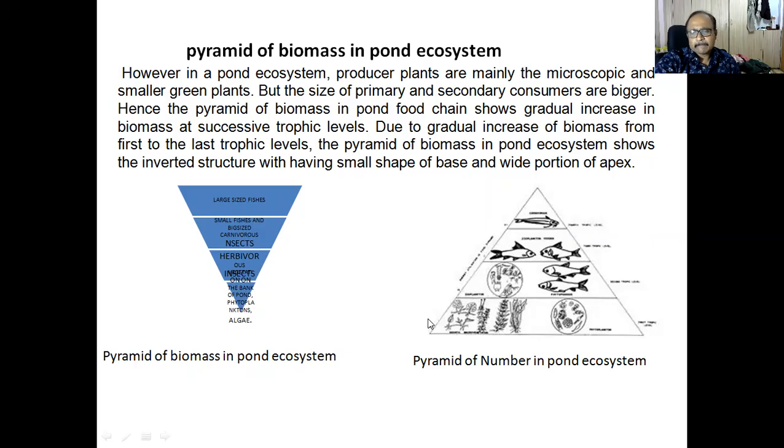When this dry weight or biomass gradually decreases from the base to the apex, base से apex तक, मीन फर्स्ट ट्रॉपिक लेवल से फोर्थ ट्रॉपिक लेवल तक अगर ये बायोमास डिक्रीज होते जा रहा है, then this pyramid of biomass in such condition shows the upright structure.